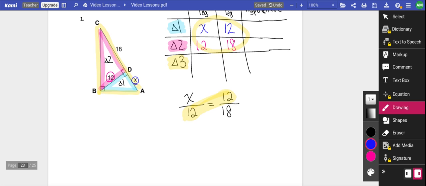All right, let's cross multiply. 18 times x is 18x. 12 times 12 is 144. I can divide 144 by 18 on both sides to get my answer. And I get x is equal to 8.